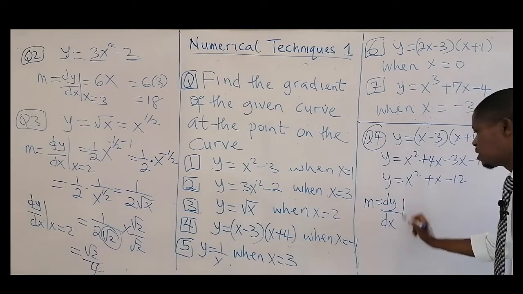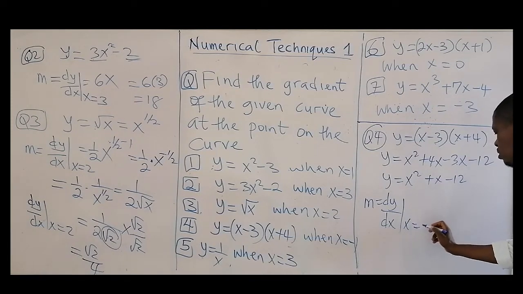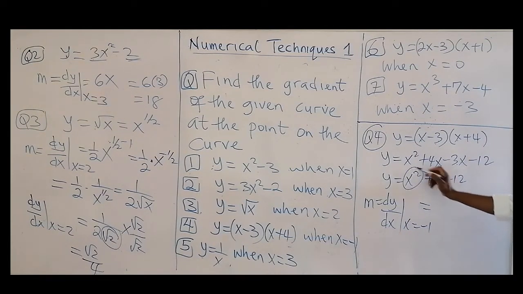At what point? At x equals minus 1. So the derivative of x squared: the 2 will go to the front, and the power minus 1. The derivative of x is 1. The derivative of minus 12 is 0. Then substitute: 2 times minus 1 plus 1. That gives us minus 2 plus 1. So the answer is minus 1. That's that for question 4.